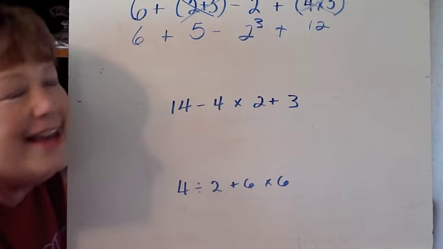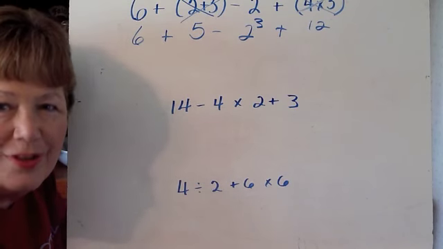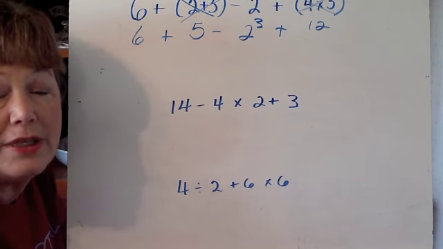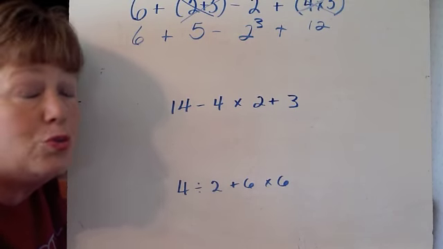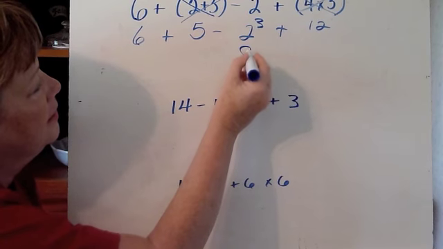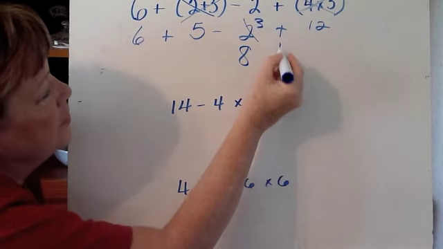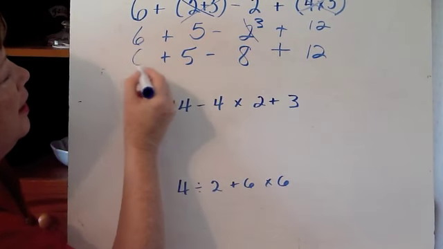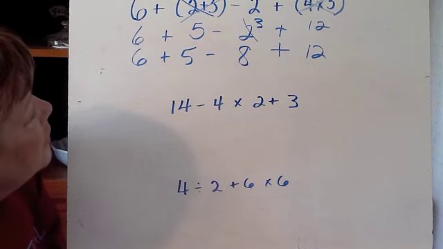No. It means 2 times 2 times 2. 2 times 2 is 4 times 2 is 8. So this becomes 8. I've used it. I'm not going to use it again. I haven't used that, haven't used that, haven't used that. So what am I going to do now?